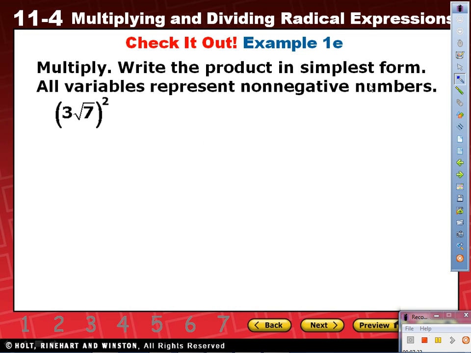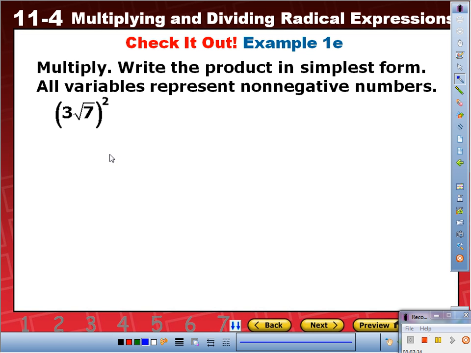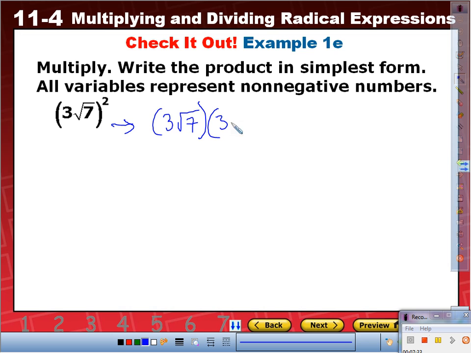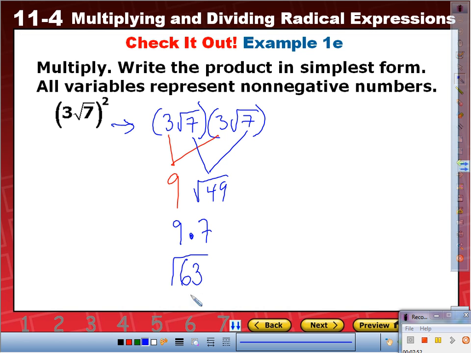So, we rewrite this. This becomes parentheses 3 square root of 7 times 3 square root of 7. And I said coefficients times coefficients. That's 9. Radicals times radicals, 7 times 7, that's square root of 49. And it's multiplication in between. What is square root of 49? 7. 7 times 9, 63. Wow, that's what I forgot to do. Do another one.